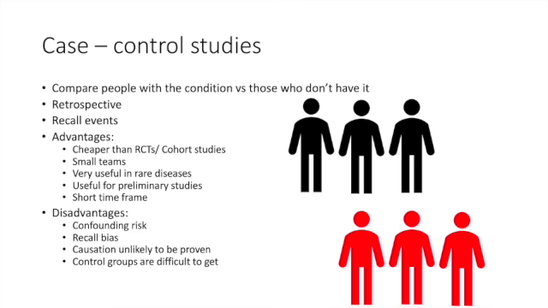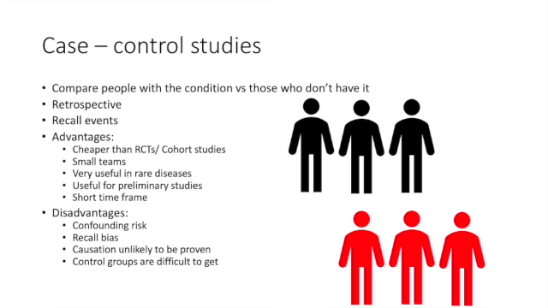So moving up the ladder, we've got case control studies. This compares people with a condition to those without it. It's retrospective, so you're looking backwards. Advantages of this: it's cheaper than randomised controlled trials, you can use small teams, and it's very useful in rare diseases. It's also useful just to get a starter for 10 and see how things are going on.